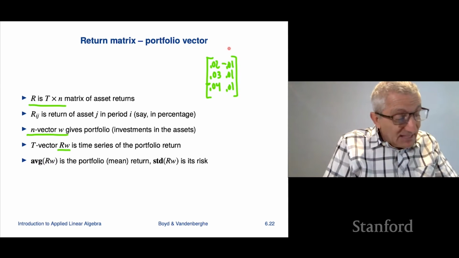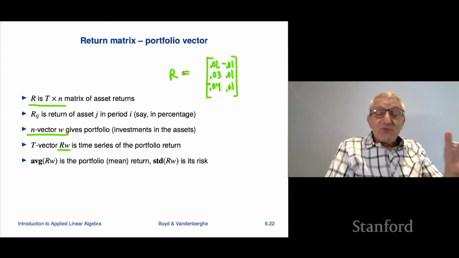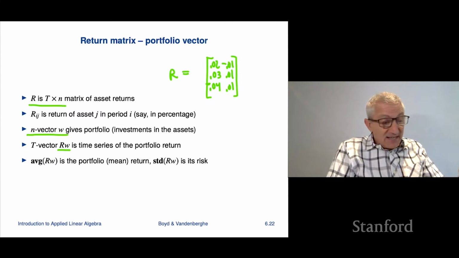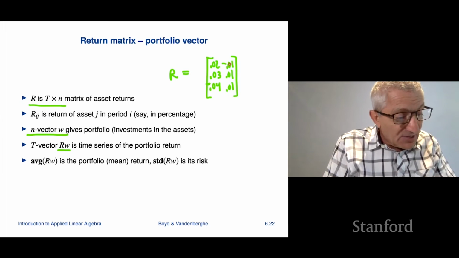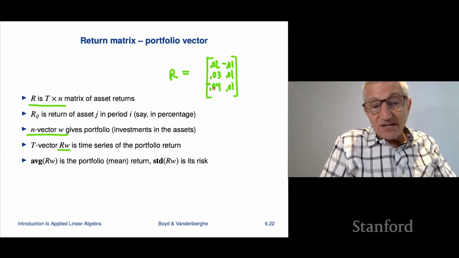Let's ask ourselves, what does it mean? Well, the first column gives you the time series of returns of the first asset. The second column gives you the time series of returns of the second asset. For example, the second asset lost 1%, gained 1%, then gained another percent. The first asset gained 2%, then 3%, then minus 4%.